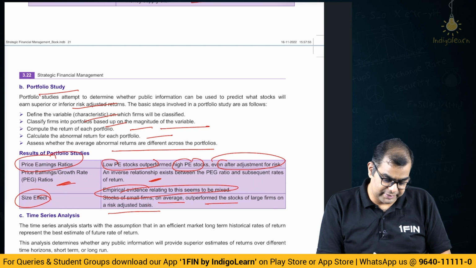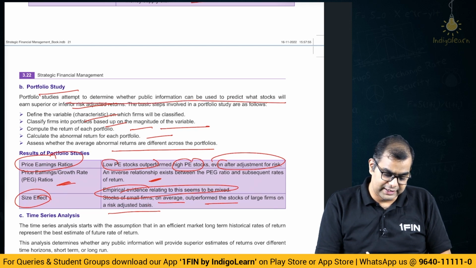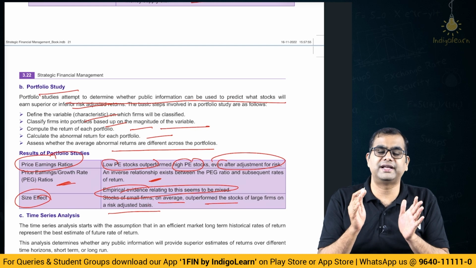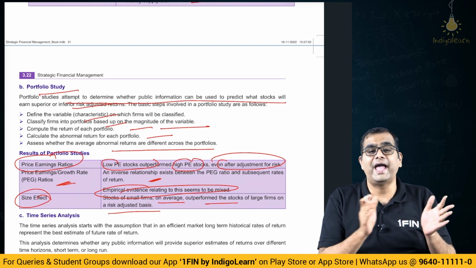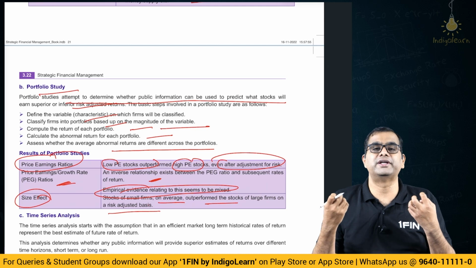Based on these, what did they do? They attempted to determine whether information can be used to predict returns. Now, these rules, or rather these kinds of results, they figured out from some kinds of portfolios. Across portfolios, they found no major difference.